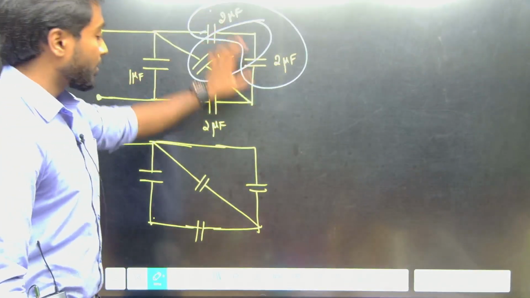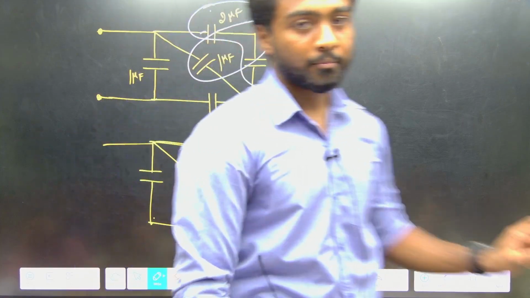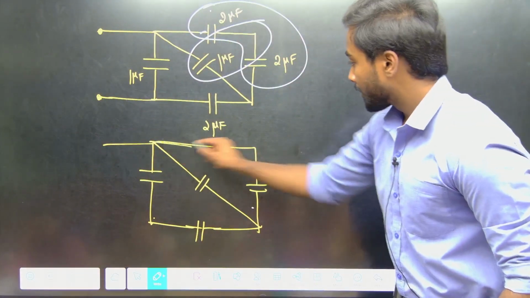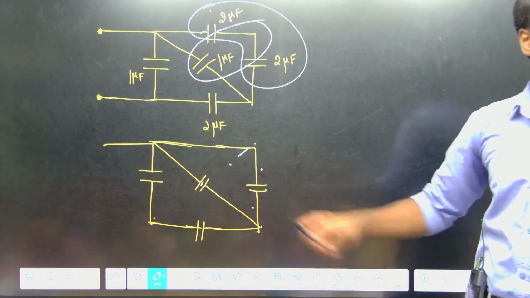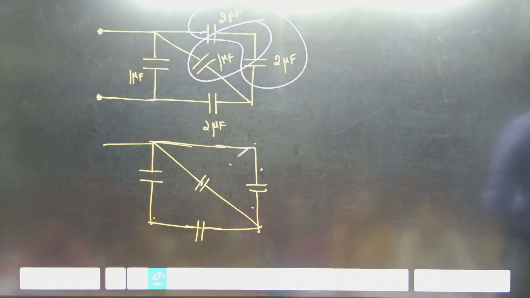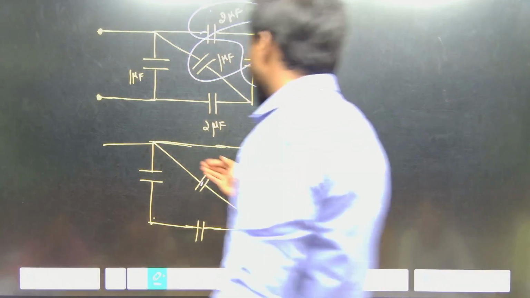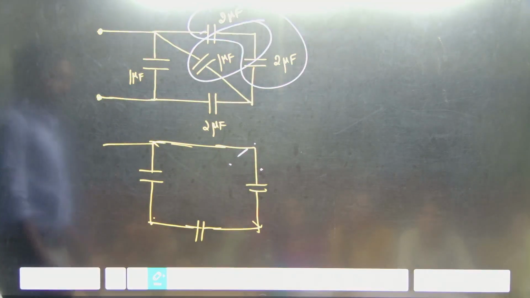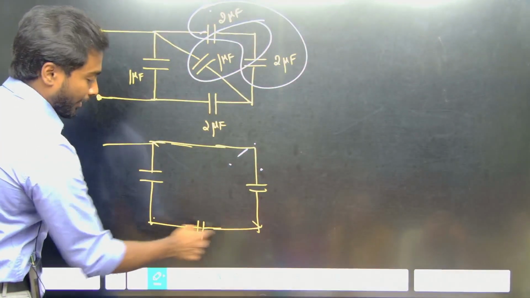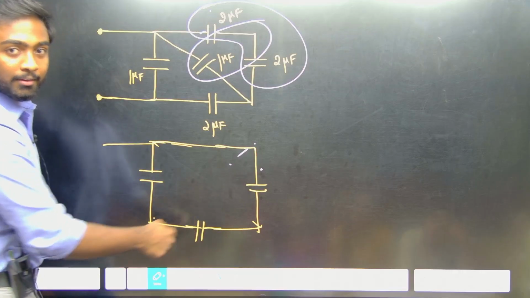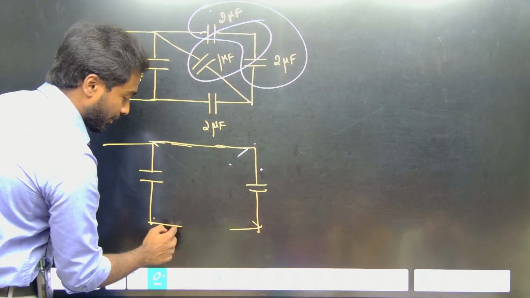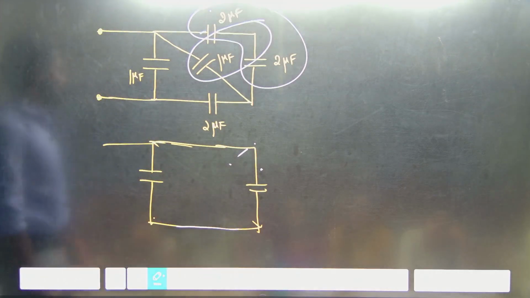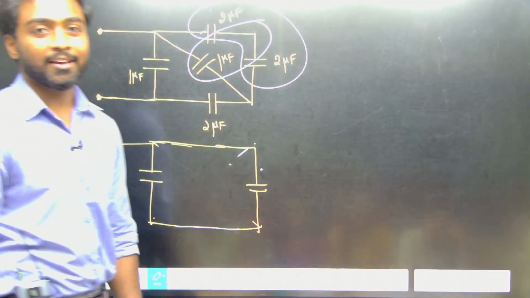So after resolving this, I'll get one capacitor, right? Now this one and this one are looking like a parallel. Yes or no? Understood or not? After resolving this, I'll get only one capacitor, equal capacitor. Then these two are in series or not? Yes. After resolving this, I'll get only one capacitor. So these two are in parallel. Get the answer now first.